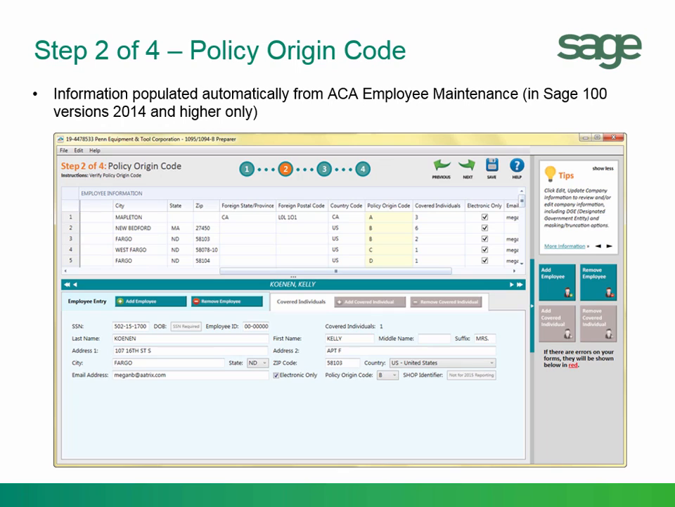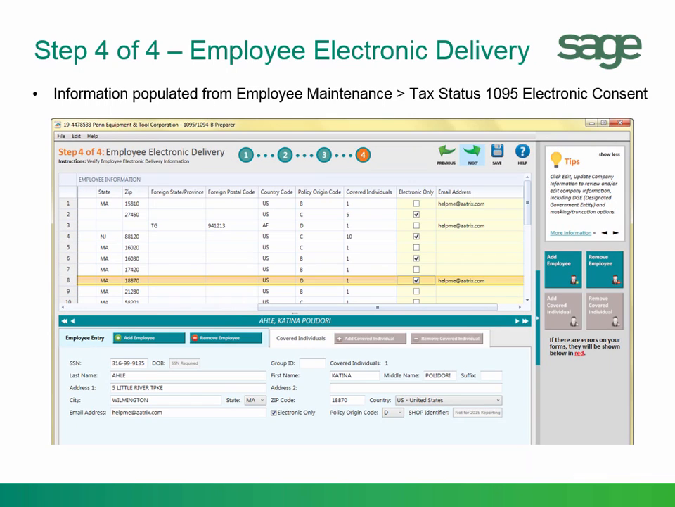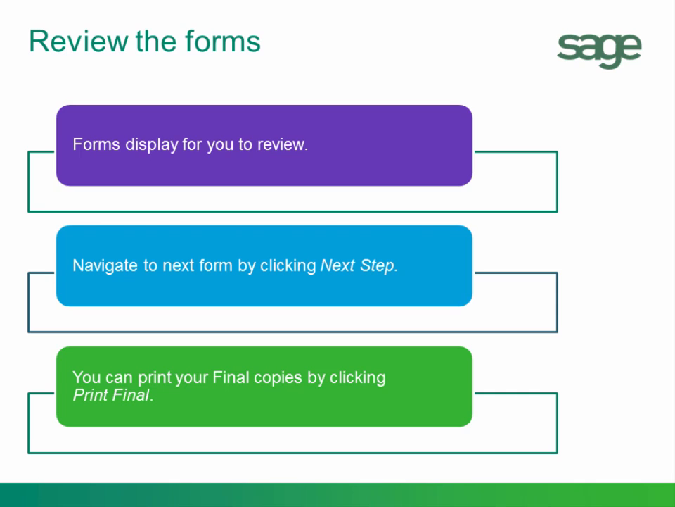Again, as before, if you need to import employee information into this grid, you can do so. For more details, see the help. Step 2 is Policy Origin Code. This information is populated automatically from ACA Employee Maintenance in Sage 100 versions 2014 and above. Step 3 are the employee covered individuals, and this information comes from Employee Maintenance Covered Individuals window. Step 4 is the employee electronic delivery, and that's from Employee Maintenance Tax Status 1095 Electronic Consent. Just as for the C forms, then you will be led to the various choices for printing and e-filing and have the ability to review the forms online. Again, if you have problems using the filer, contact Atrix for questions or your tax advisor for tax advice.